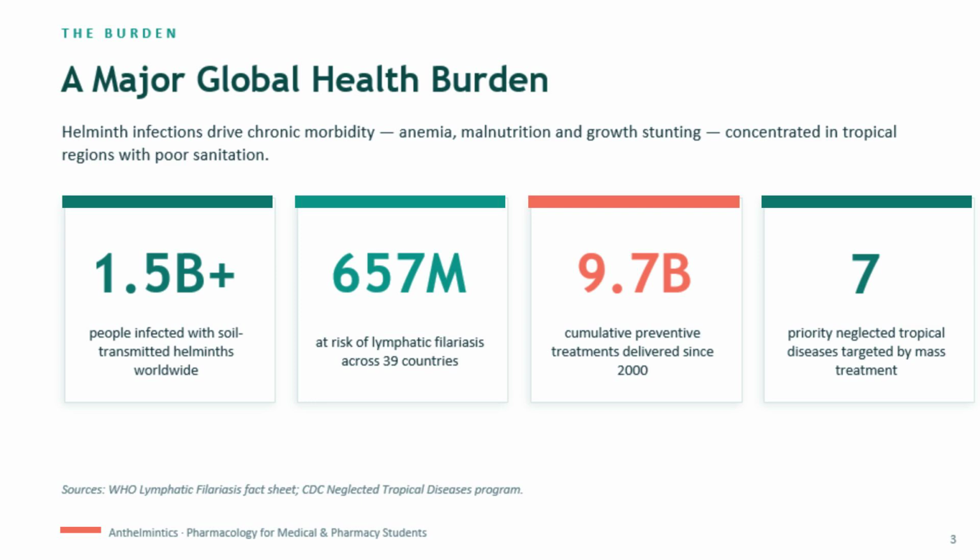The encouraging news is that since the year 2000, more than 9.7 billion preventive treatments have been delivered, and the World Health Organization targets 7 priority neglected tropical diseases for mass treatment. So as you learn these drugs, remember they're tools in one of the largest public health efforts in human history.